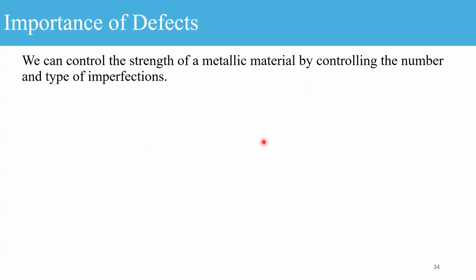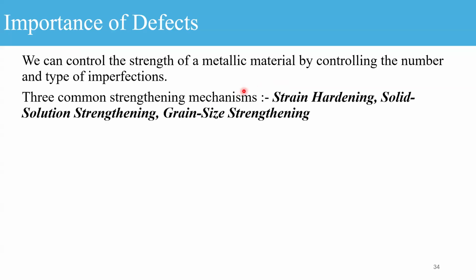So we discussed the different types of defects, but it's also important to understand why defects are important for any kind of material processing, because we can control the strength of metallic material by controlling the number and type of imperfections, and sometimes we can also control the properties of other materials, such as polymer or ceramic materials, by controlling those imperfections. There are three common strengthening mechanisms especially applied to metallic materials. One is strain hardening, another is solid solution strengthening, and the last is grain size strengthening.